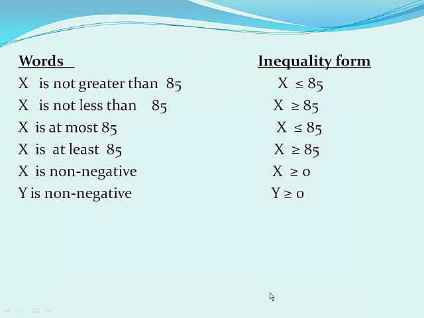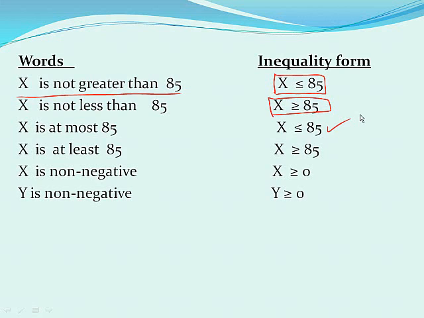Here we are going to look at some words that relate to inequality forms. For example, if we state x is not greater than 85, we can write it symbolically as x less than or equal to 85. Not greater than 85 means less than or equal to. Similarly, x is not less than 85 means x is greater than or equal to 85. X is at most 85 means x is less than or equal to 85. X is at least 85 means greater than or equal to 85.